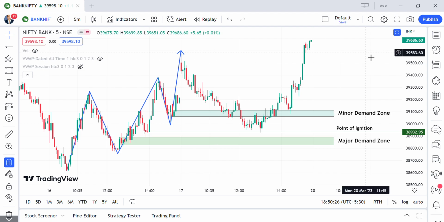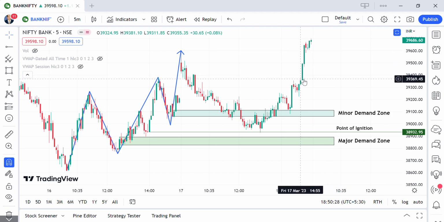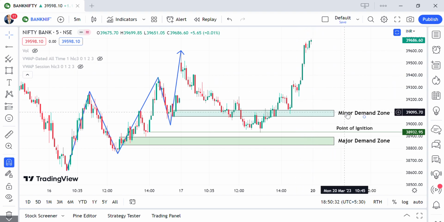Hi friends, this is the Bank Nifty 5 minute chart being recorded on 17th March 2023. In this video, I'm going to show you something called minor demand zone and major demand zone and point of ignition and how to trade using these zones. So let us quickly jump into analysis.